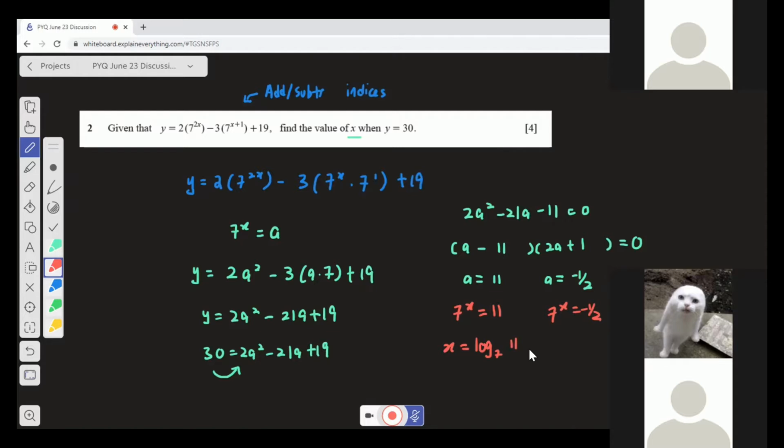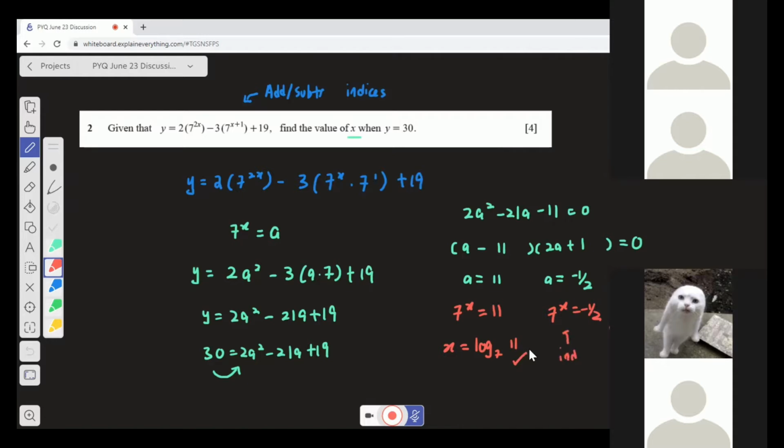The negative one, we have to reject. Why? Because we cannot calculate with that. We cannot let indices be negative unless the number in front is negative, then we can get a negative answer. But if it's not, then we cannot get any negative answer if there's indices. So this is the final answer.